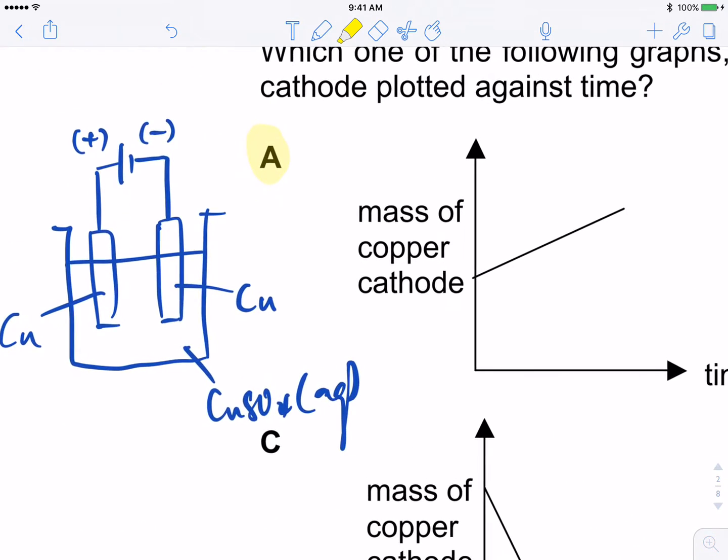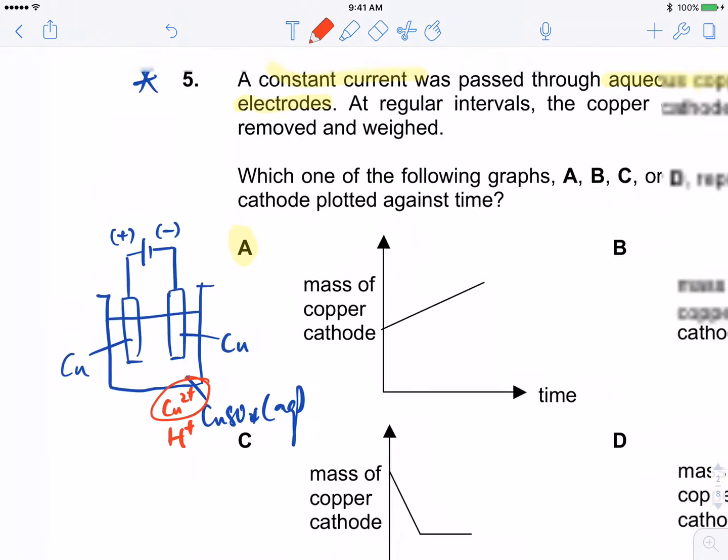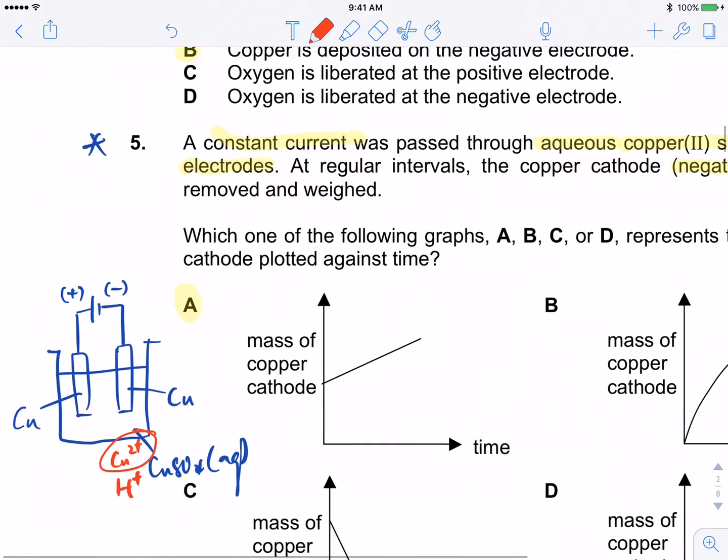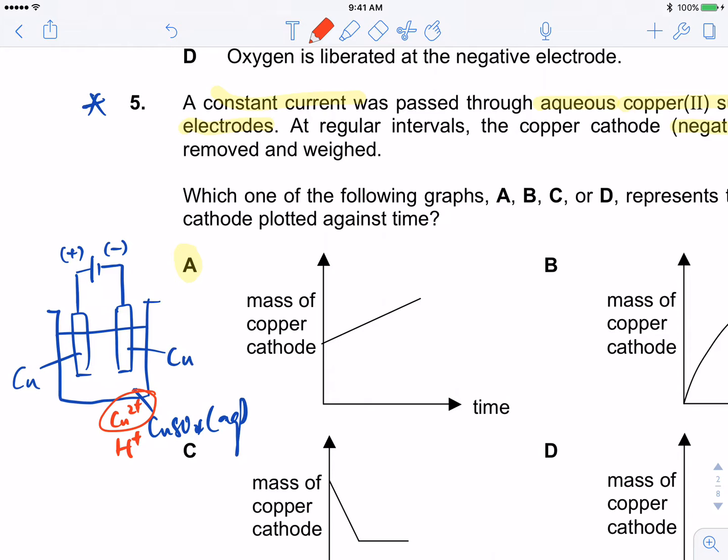So what type of ions will move towards the negative electrode? Again, it will be your Cu2+ as well as your H+. We have already determined that Cu2+ should be below H+ in your electrochemical series here. So Cu2+ will be preferentially reduced to Cu.